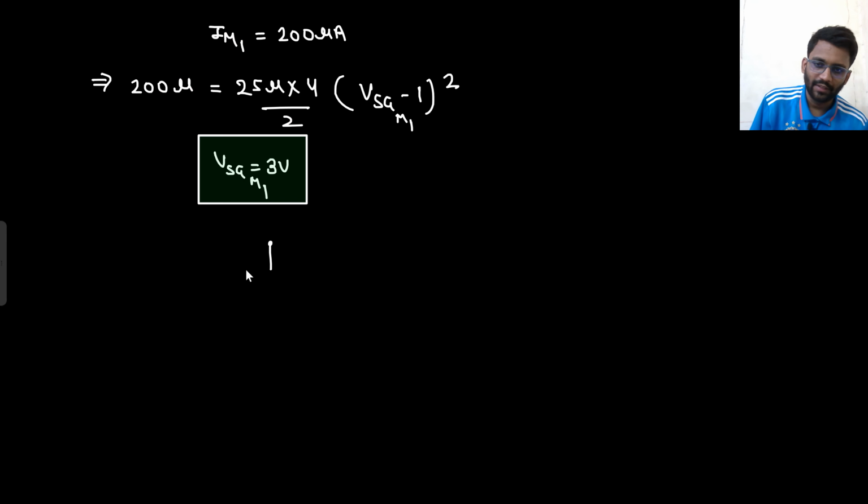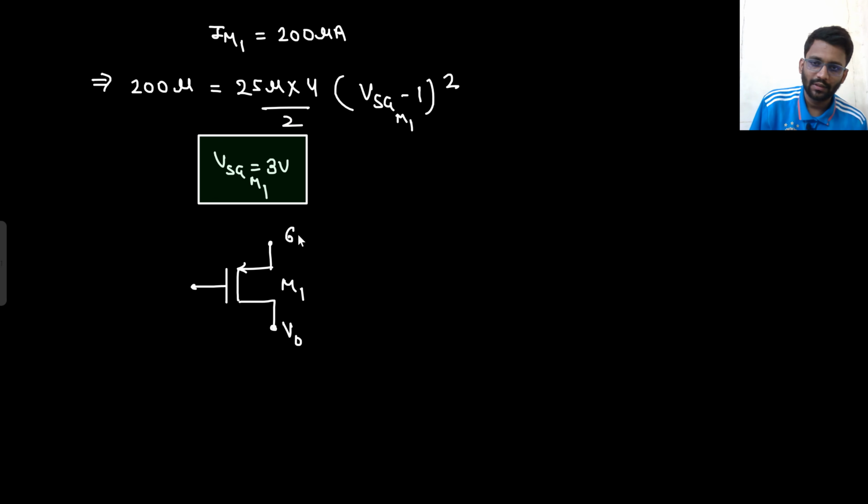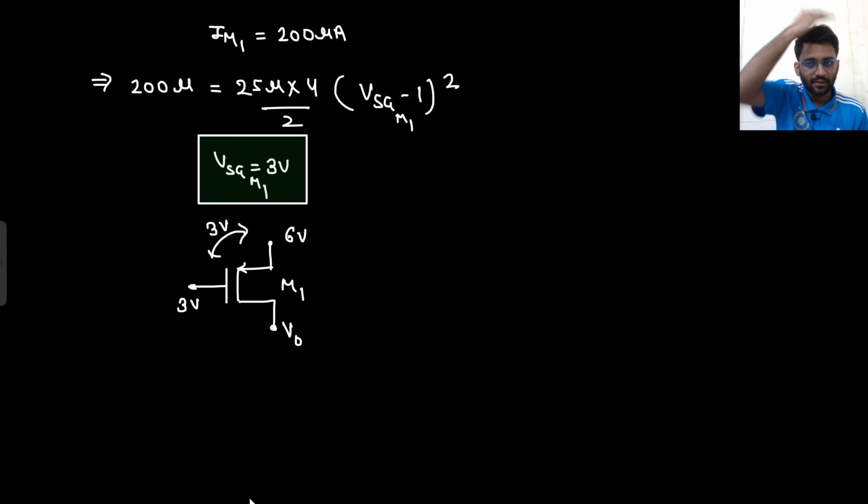So let's draw the M1. This was your M1. This is your V0 here. For M1, the upper node is at 6 volt. If VSG is 3, this gap is 3, so this has to be 3 volt. Understood? M1 we have drawn, right?